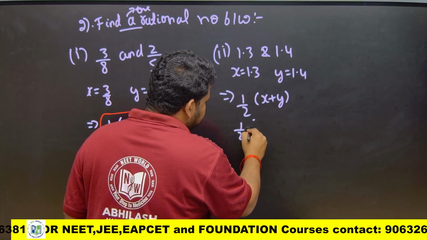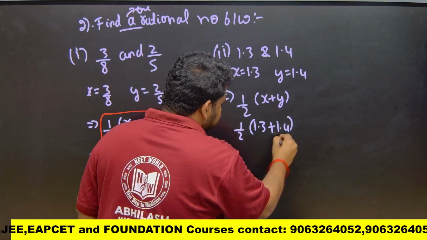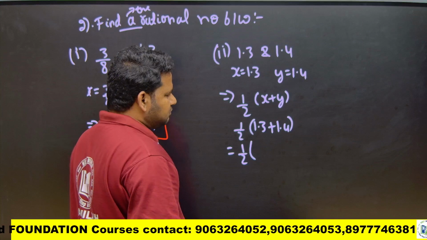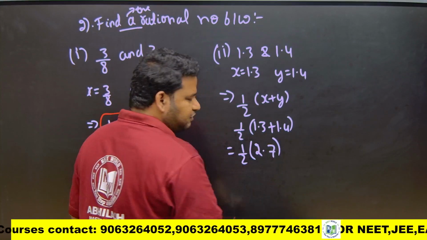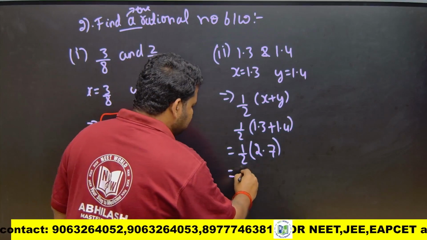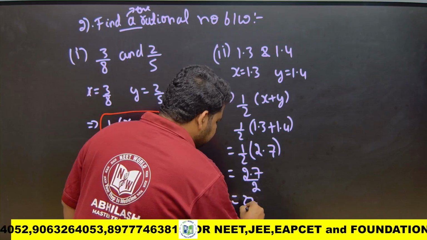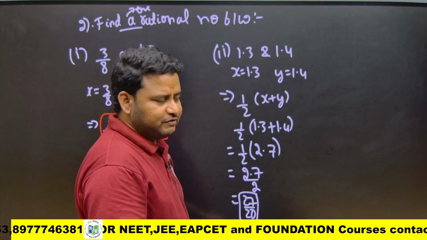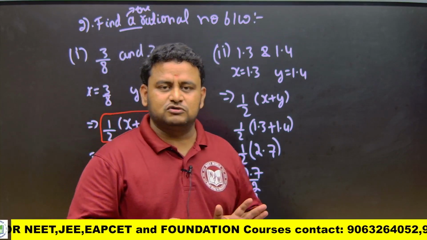So this becomes 1 by 2 into (1.3 + 1.4). 3 plus 4 is 7, that is 0.7, and 1 plus 1 is 2. So we get 2.7, which is equal to 2.7 by 2. That will be equal to 27 by 20. So the rational number between 1.3 and 1.4, in the form p by q, is 27 by 20.